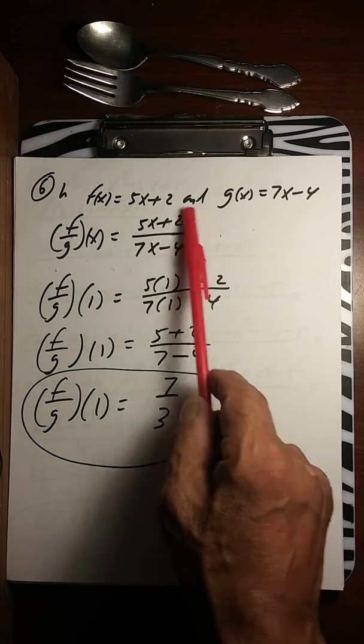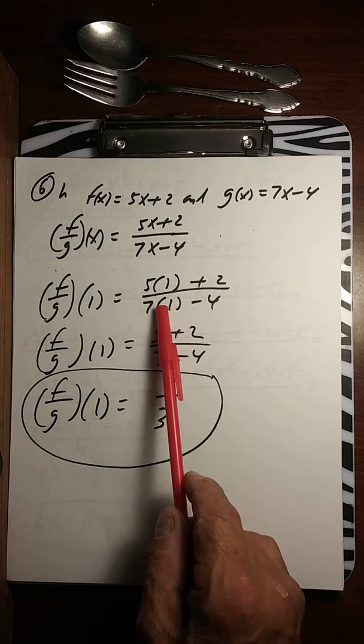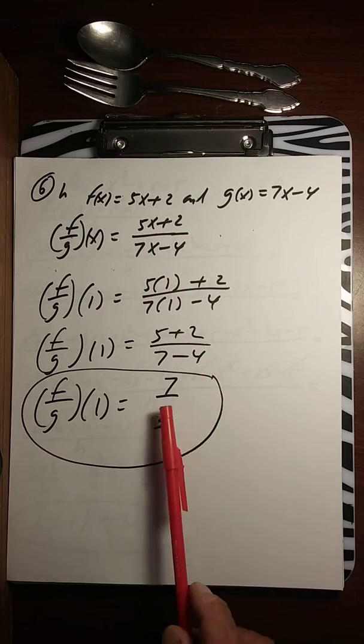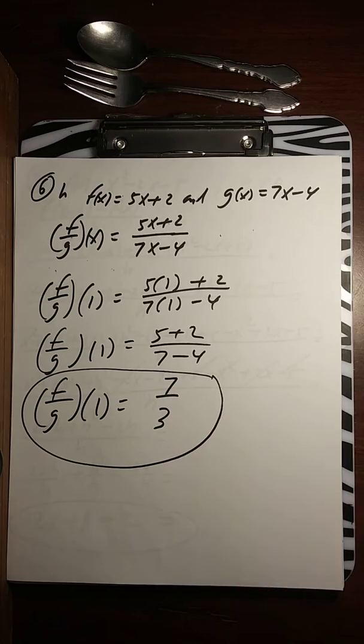F over g of x is this. Put in a number 1. 5 times 1, 7 times 1. 5 plus 2, 7 minus that. 7 over 3. That's all we can do.